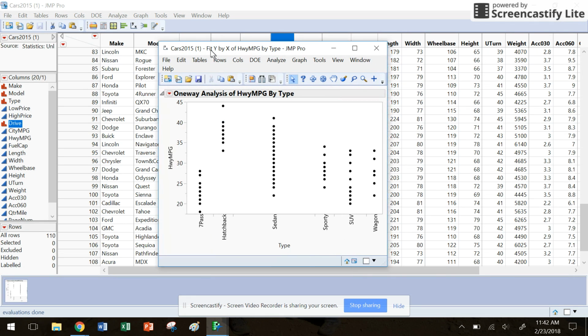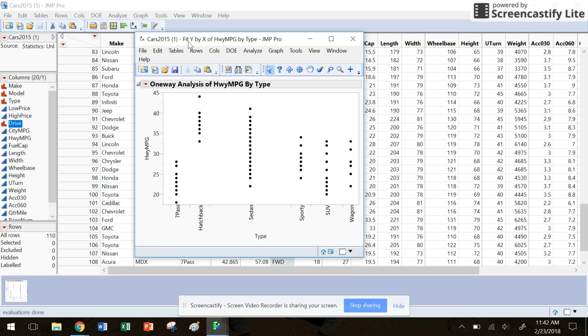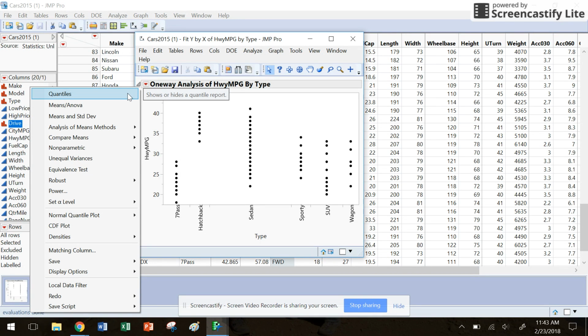All right, so we get initially these side-by-side dot plots. You're used to seeing dot plots oriented horizontally, but these are oriented vertically. But our y-axis is measuring how many miles per gallon each vehicle gets. And we can sort of see by where the dots are positioned that there are certain types that tend to have higher fuel economy, like the hatchbacks seem to be pretty efficient, whereas the lower ones, like the 7-passenger, are not as efficient. So to get the box plots, pull down on that red triangle and add in the quantiles.